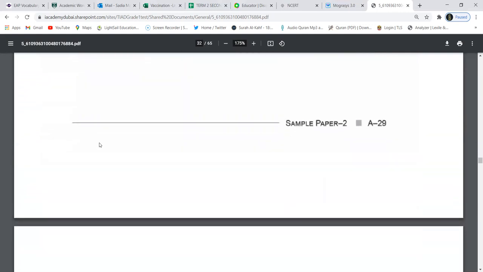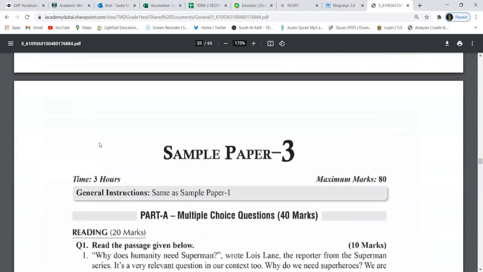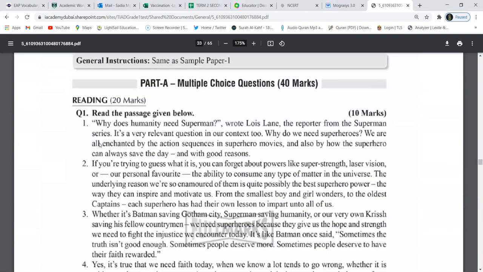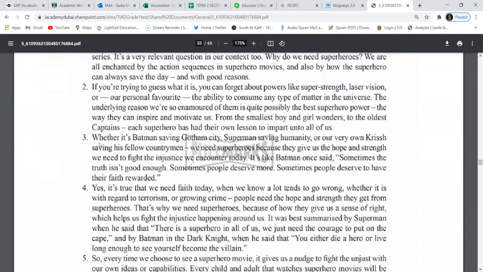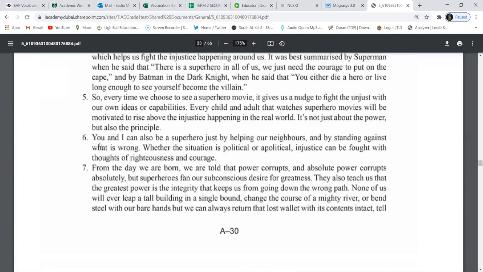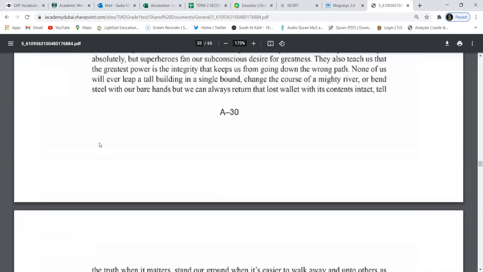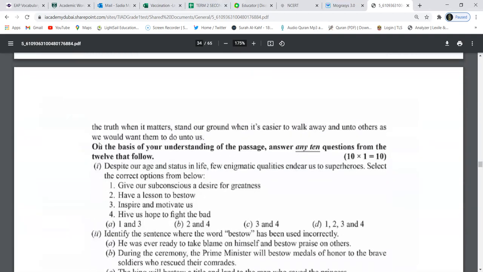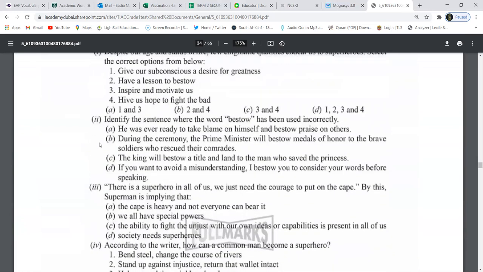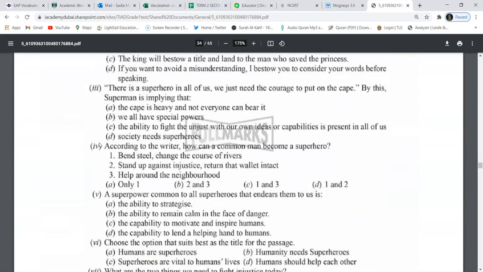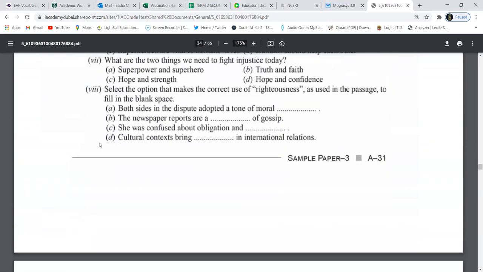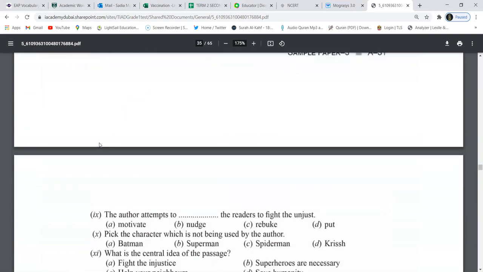We have the next sample paper over here. Sample paper 3, pause the video. Pause the video and read. Write the question number and the sub-question number in the margin. Option literal and the answers should be in the textual area.